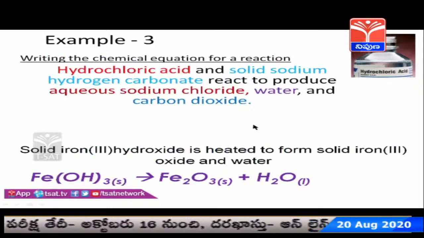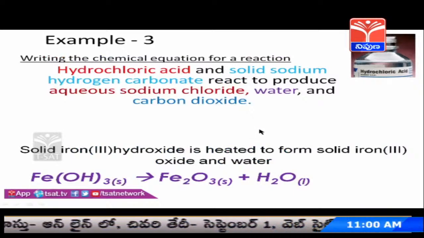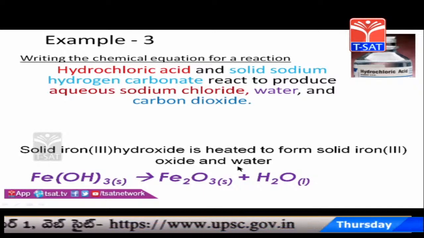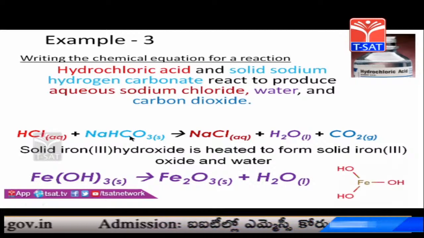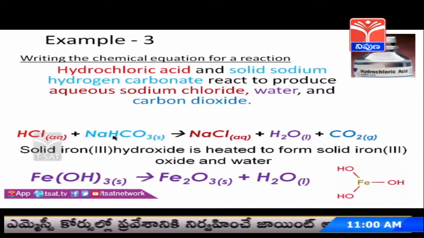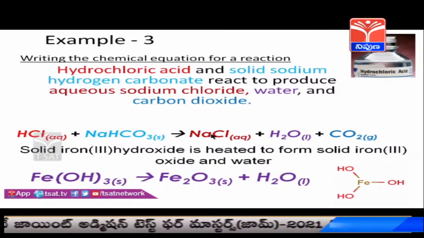So, there are other examples. Iron hydrate forms iron oxide and water. Hydrochloric acid reacts with sodium hydrocarbonate or sodium bicarbonate to form sodium chloride.